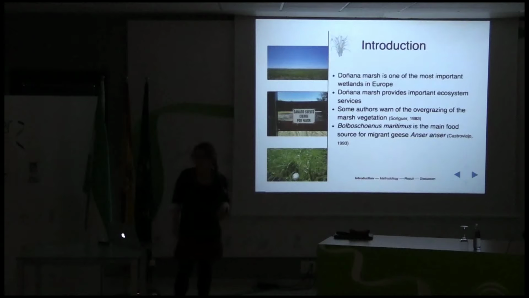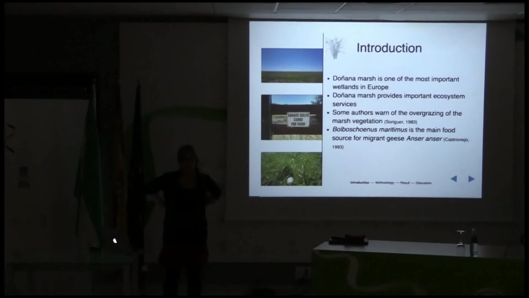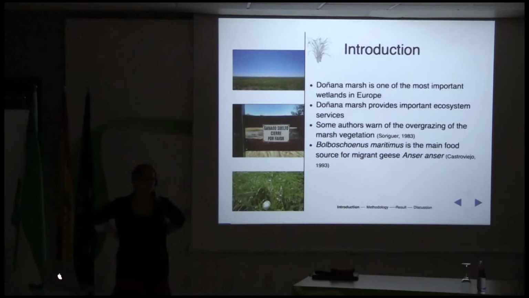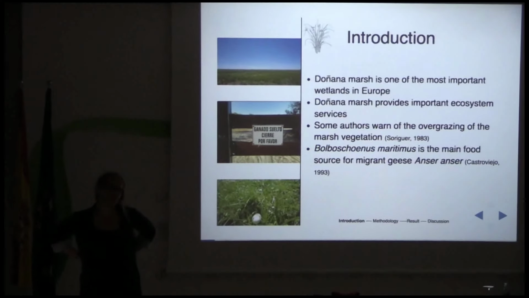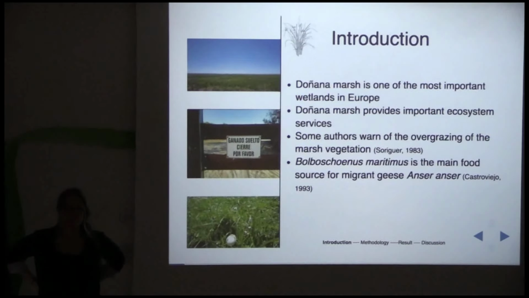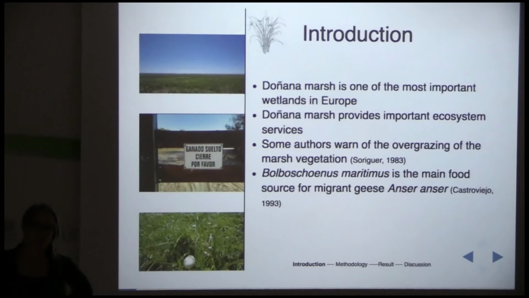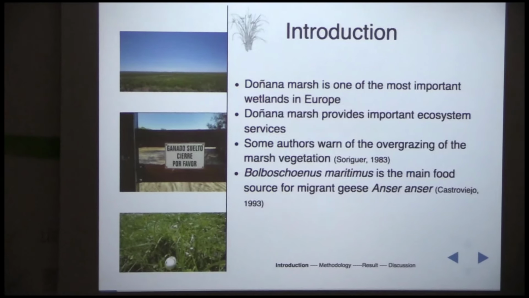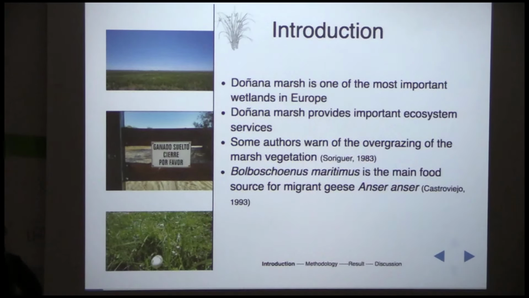A short introduction. As we said, the project is in the Doñana marsh, and as you know, the Doñana marsh is a very important ecosystem and very important wetland, mainly because it's a sanctuary of birds, but also the Doñana marsh provides a lot of other local and regional ecosystem services. And although it's important, there are some human impacts that affect the marsh.